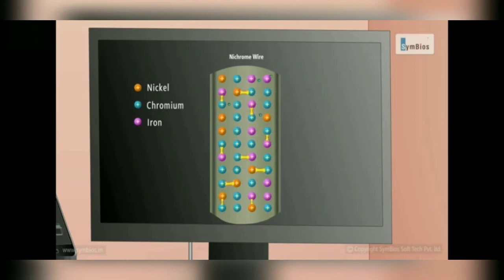But the number of free electrons in nichrome are lesser as some of the electrons are involved in bonds with different atoms. These bonds also restrict the number of pathways available for free movement of electrons.